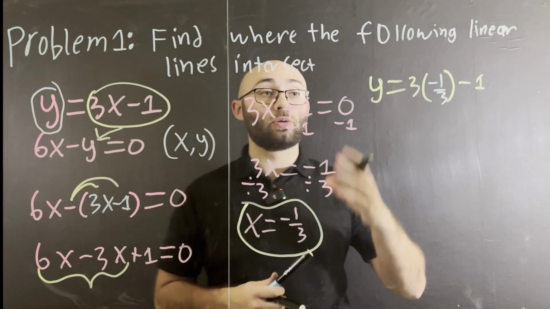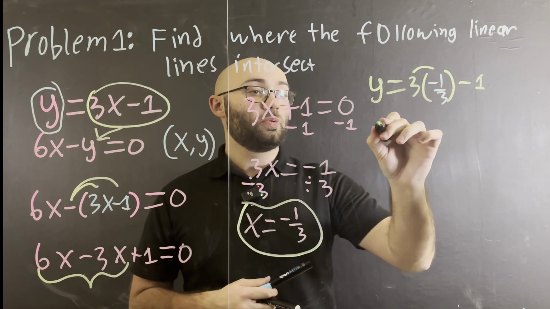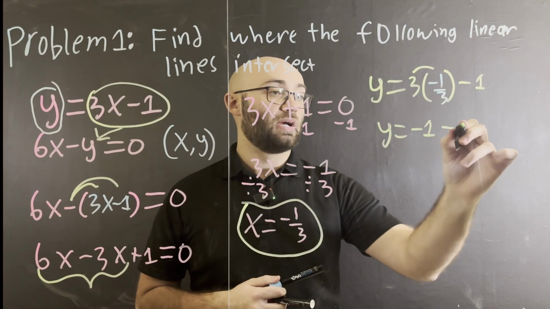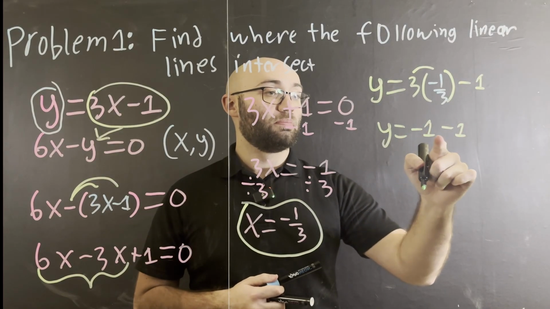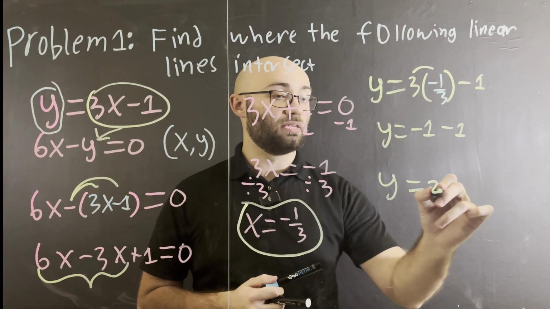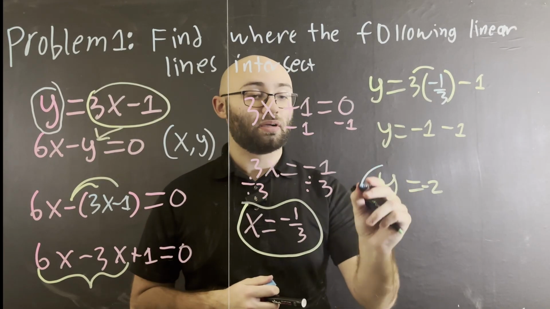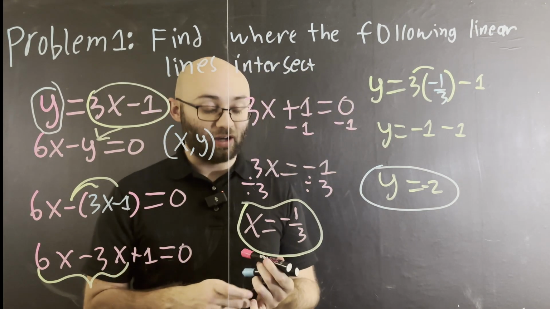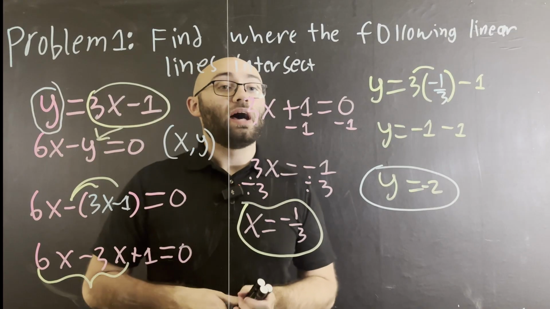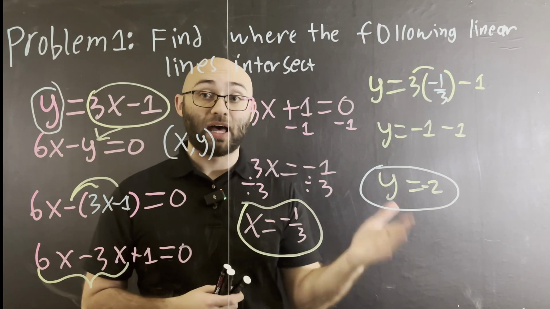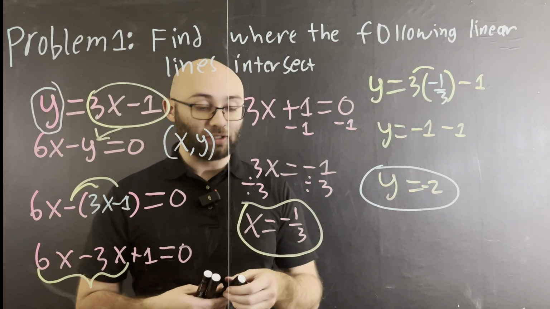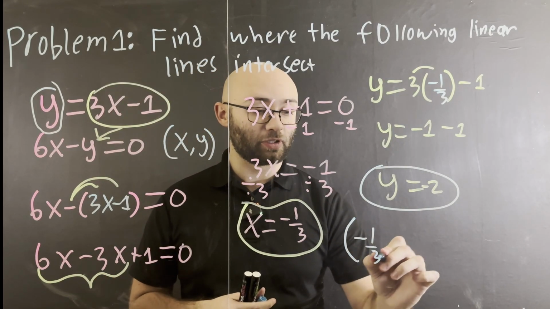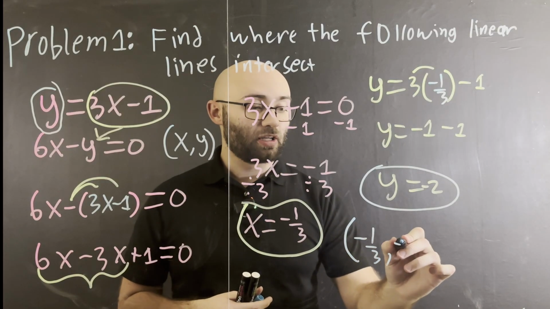Okay, and now we solve normally for y. Distribute this in. We get y is equal to 3 times negative 1/3 is negative 1 minus 1. Negative 1 minus 1 is negative 2. And that is our answer for y right there. Now, whenever you're solving these on a test or just on any worksheet, I do suggest that you circle the x and the y value that you solved for, but you should also write it as a point, because after all, that's what you solved for. You solved for a point. So negative 1/3, comma, negative 2.